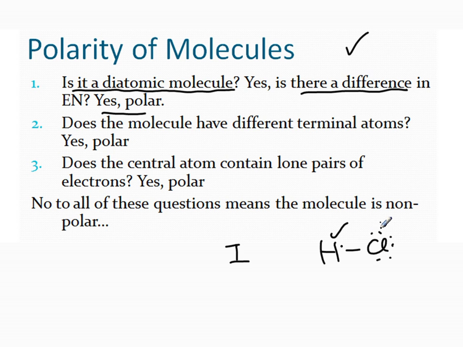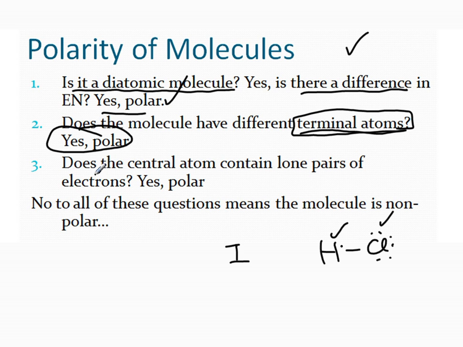Second question, let's say it's not made of two atoms. Second question is, if the molecule has different terminal atoms around the outside, it's going to be polar, because it's not going to be symmetrical. It's not going to cancel out. What do I mean by that? Well, if you look right here, here's BF3.